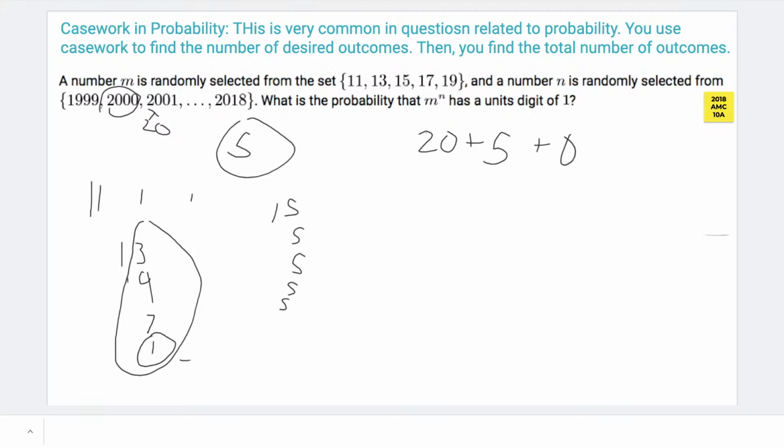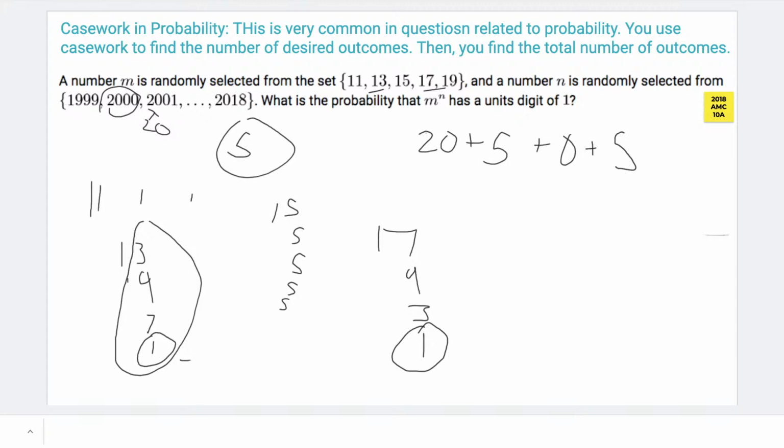How about for 17? Now for 17, 7 times 7, 49, 9 times 7, 63, 3 times 7, 21, and 1 times 7, 7, and this just cycles again. We're just looking at the units digit. Every exponent that is a multiple of 4 will have a units digit of 1, and it has 5 because it's the same thing as taking 13 or 17. The number of outcomes are the same, which are 5 in this case.